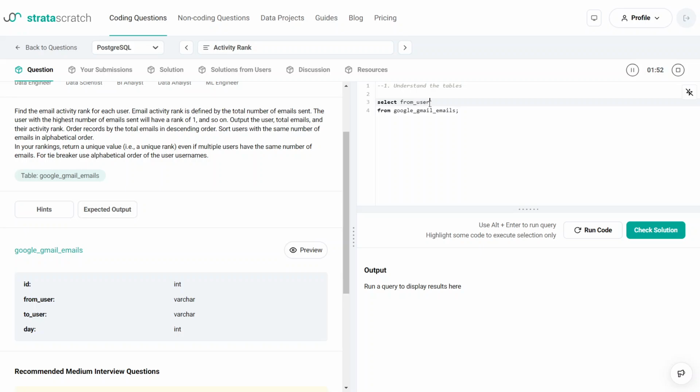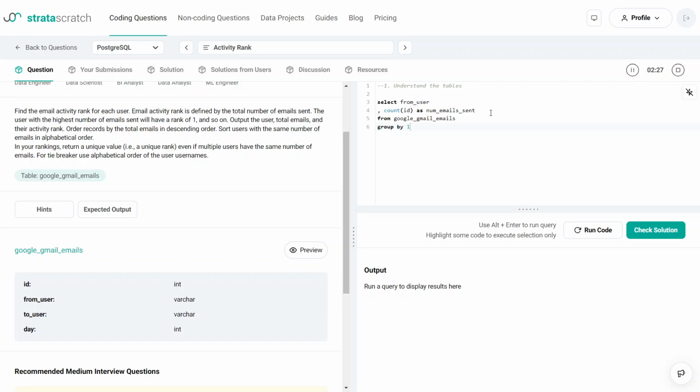So from user, count ID as num emails sent, and then because we are aggregating using the count function, we have to group by. Now we need to output the user, total emails, and their activity rank. Okay, and again, activity rank is defined as the total number of emails sent, and the person with the highest number of emails has a rank of 1.